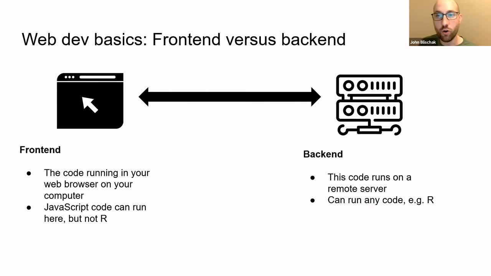And so then these talk back and forth. If you want to get R to the front end, somehow you have to connect these two, right? Somehow you have to run the code in R on the back end and then get it back to the front end. And there's lots of different ways you accomplish this.